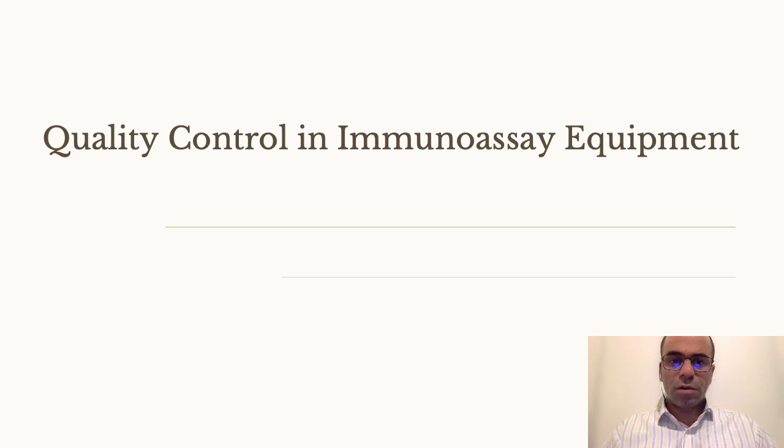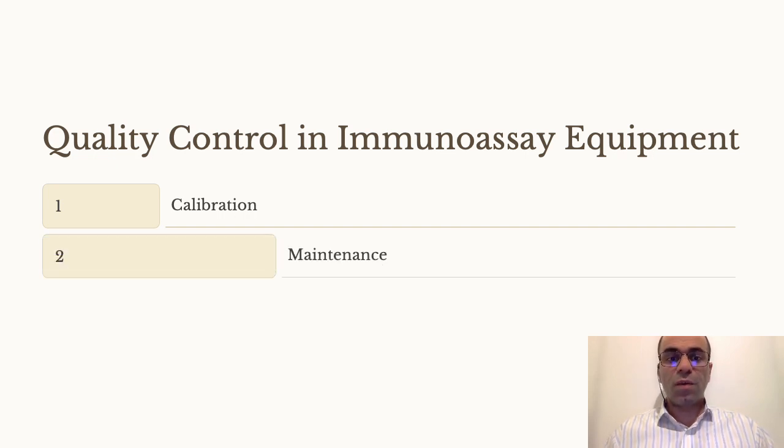Quality control in immunoassay equipment. It has three parts. Calibration: regular calibration ensures accurate measurements and reliable results. Includes verification with standard reference materials and adjustments of detection systems. The second one is maintenance. A scheduled preventive maintenance extends equipment lifespan and prevents downtime. Includes cleaning, component inspection, and replacement of worn parts.